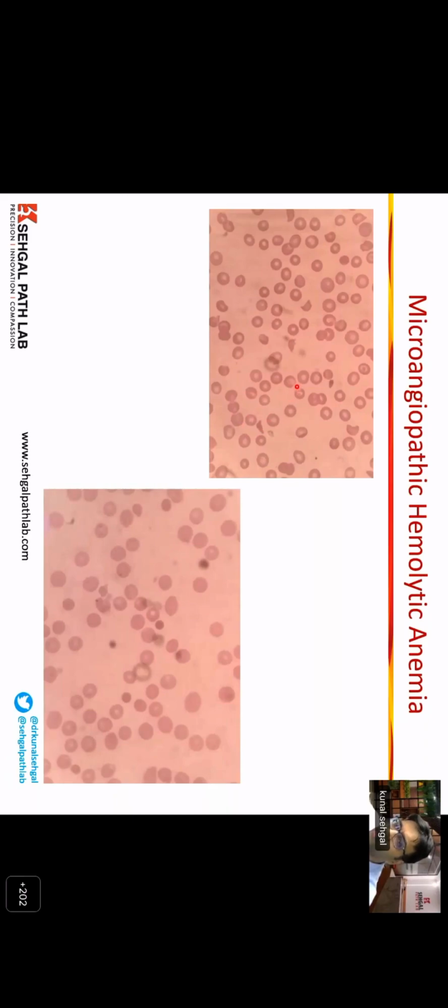Sometimes due to storage artifacts, you see irregularly contracted RBCs. In severe iron deficiency, you see irregularly contracted RBCs, and you may have a normal platelet count. Please do not jump and call them schistocytes. And spherocytes may be seen in transfusion. If the platelet count is normal, do not label that as MAHA or microangiopathic hemolytic anemia. So clinical scenario and history are very important.